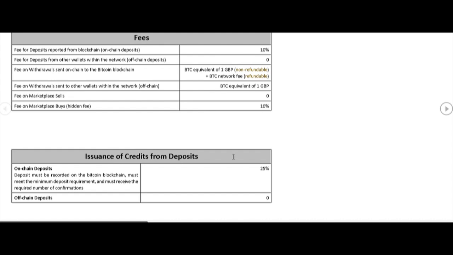All right. So the net that you'll walk away with is 15% only from on-chain deposits. If you receive a deposit from someone in the network, there is no issuance of credits. Again, when it concerns the fee, you pay no fee on that. And likewise, you receive no credits.